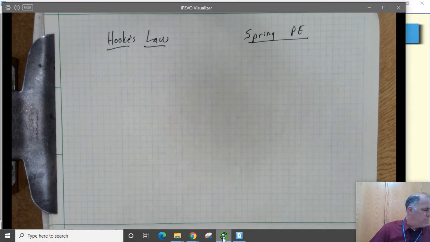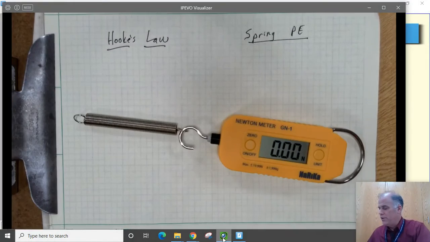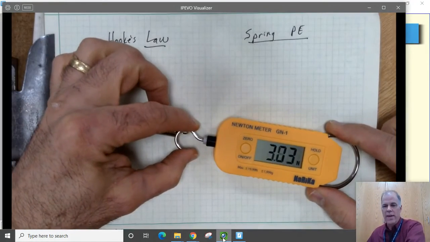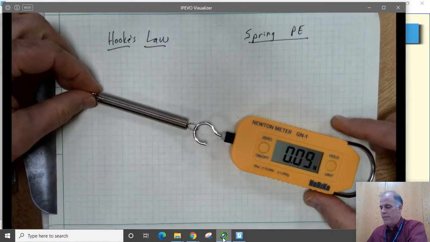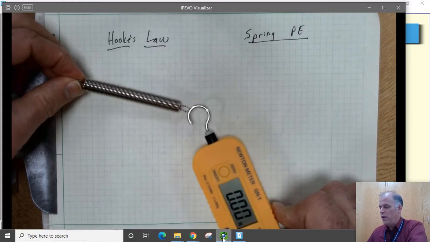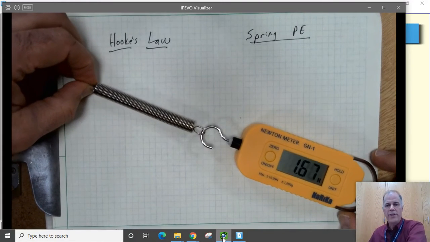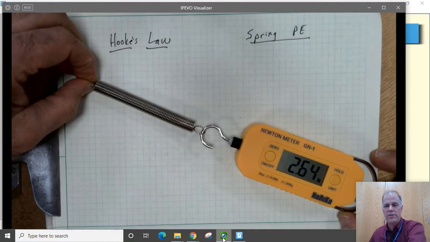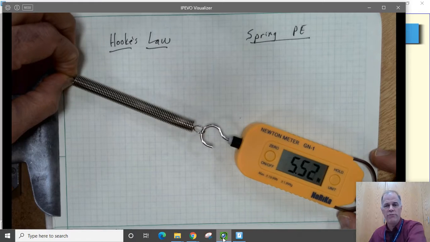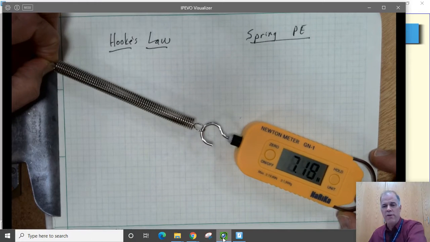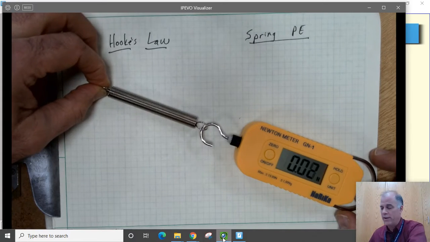So here we have a spring and a little scale here. And when I pull on the scale, it measures the newtons of force. And the spring here, like all springs, when you stretch it, it exerts a force on the thing that it's pulling against. And if you pull farther, it exerts a larger force. And if you pull even farther, it's a larger force than that. Okay, that's a characteristic of all springs.